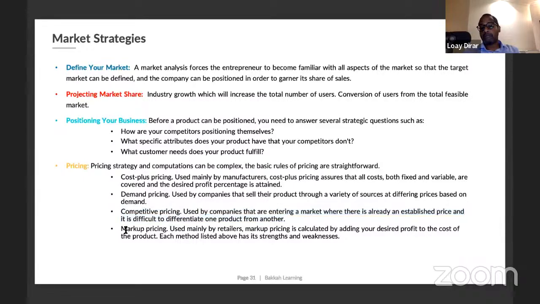And finally, markup pricing, used mainly by retailers. Markup pricing is calculated by adding your desired profit to the cost of the product. Each method listed above has its strengths and weaknesses. And by the way, these are not the only ones, but these are the most commonly used pricing strategies.